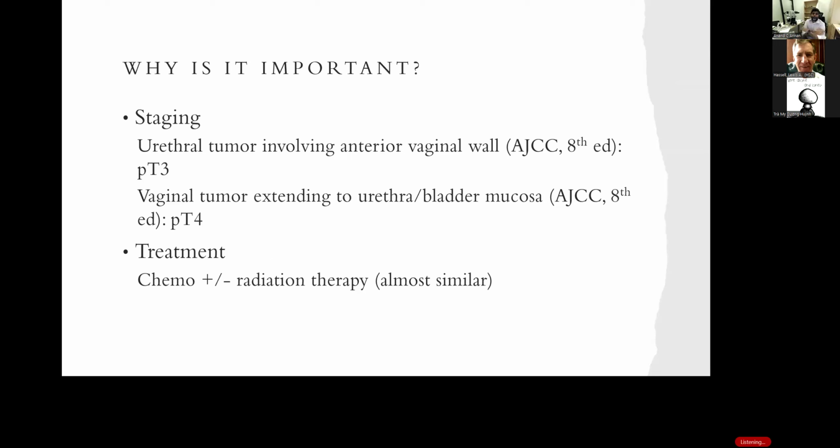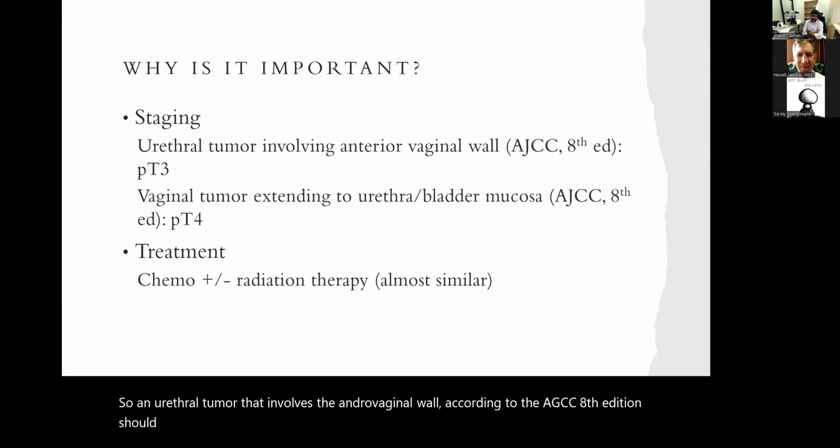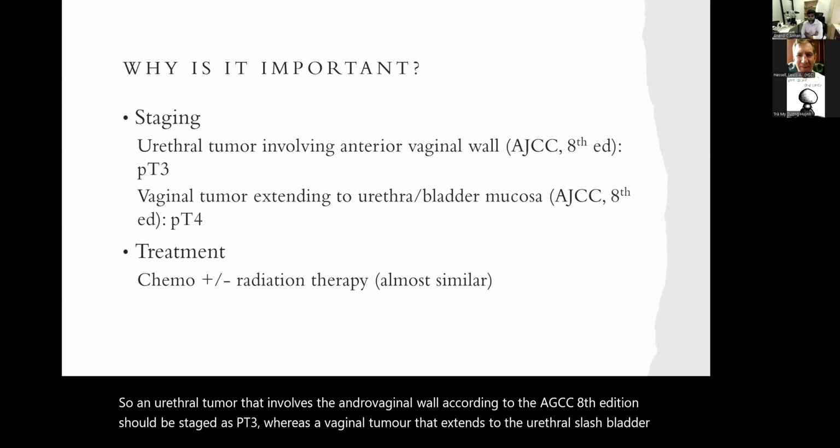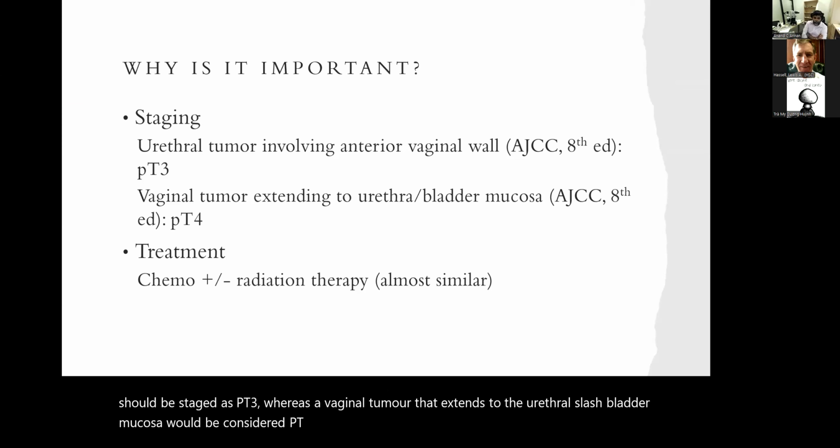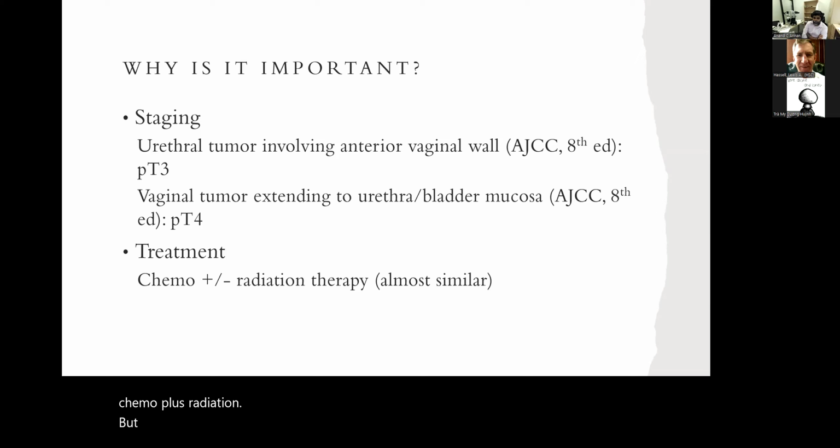staging. So a urethral tumor that involves the anterovaginal wall, according to the AJCC 8th edition, should be staged as pT3, whereas a vaginal tumor that extends to the urethral/bladder mucosa would be considered pT4. The treatment, although, is pretty much similar, chemo plus radiation, but the clinical colleagues wanted to know where this tumor was arising.